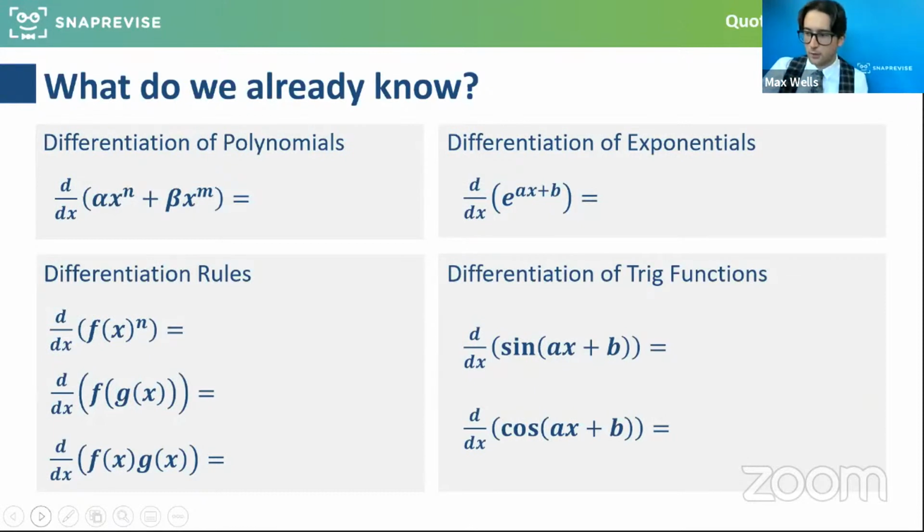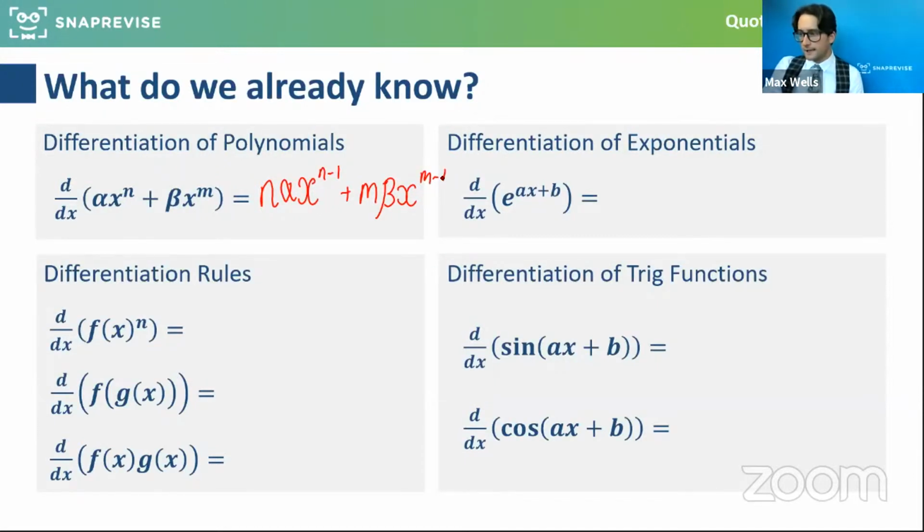So differentiating polynomials, remember you sort of times by the power and then drop the power by 1. And then also, for example, here, if you've got multiple bits, you just differentiate them all separately and do the summation of all those different parts. Right, so then this next one, we have got differentiating exponentials.